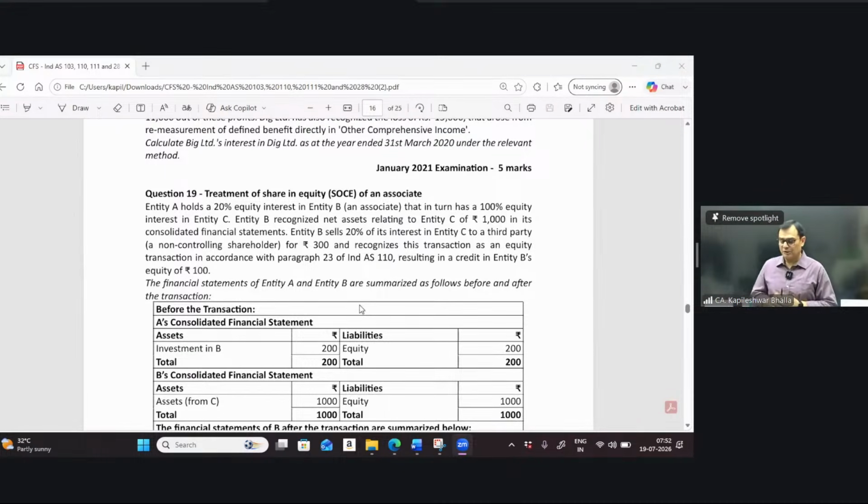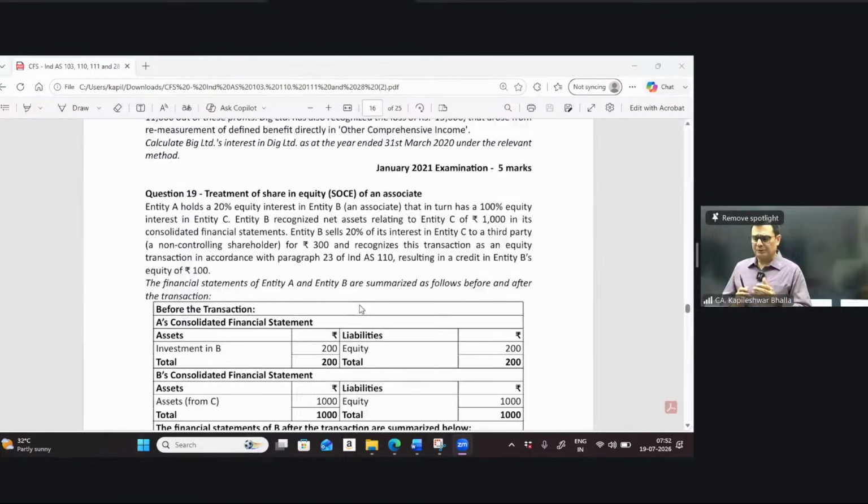There is a chain, but the chain is interesting. Now it says entity B recognized the net assets of C in its consolidated financials. Entity B sold a 20% interest in C to a third party, a non-controlling shareholder, for 300, and recognizes this transaction as an equity transaction in accordance with para number 23 of Ind AS 110.